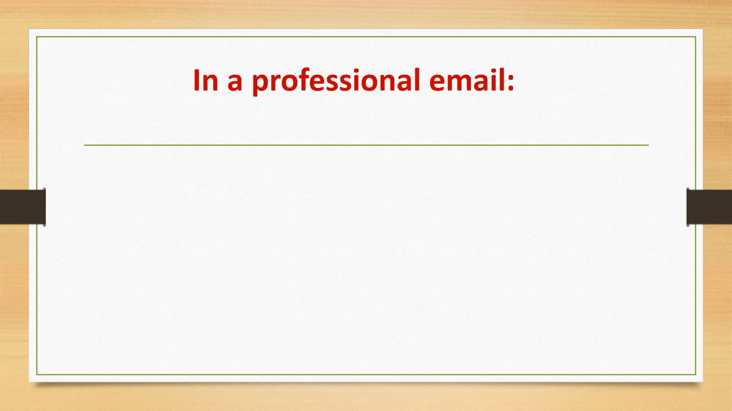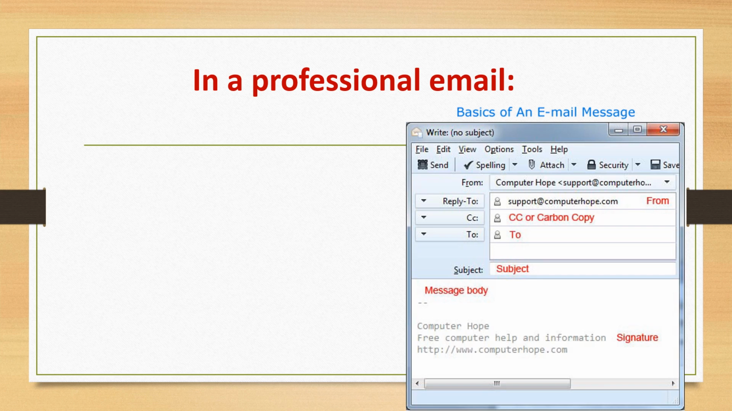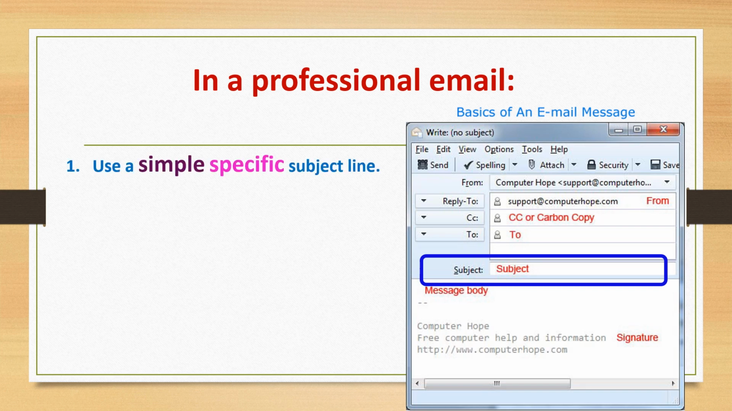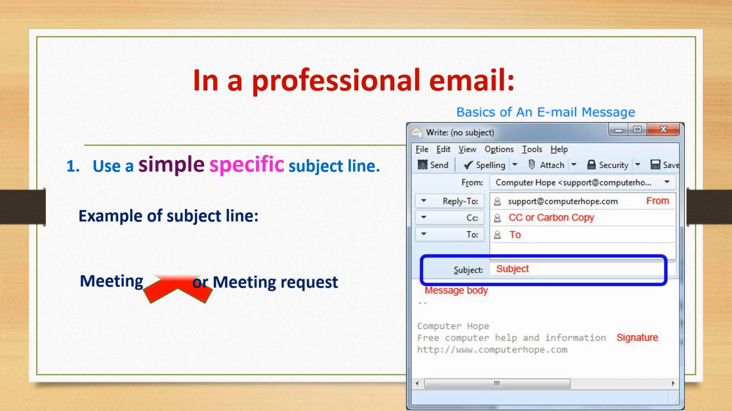This is an image of an interface to an email software. In each email, you need a subject. The subject line is the first thing your reader will see. The first standard for email subject is you have to use a simple, specific subject line, which means that you have to keep it really simple and you have to specify it. Don't leave it too general. If you write in a subject line, for example, meeting or meeting request, this is too general and unspecified.